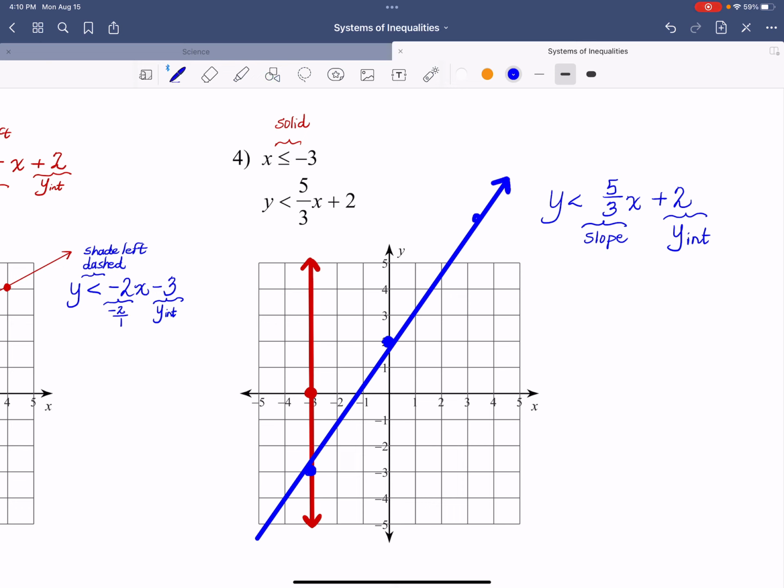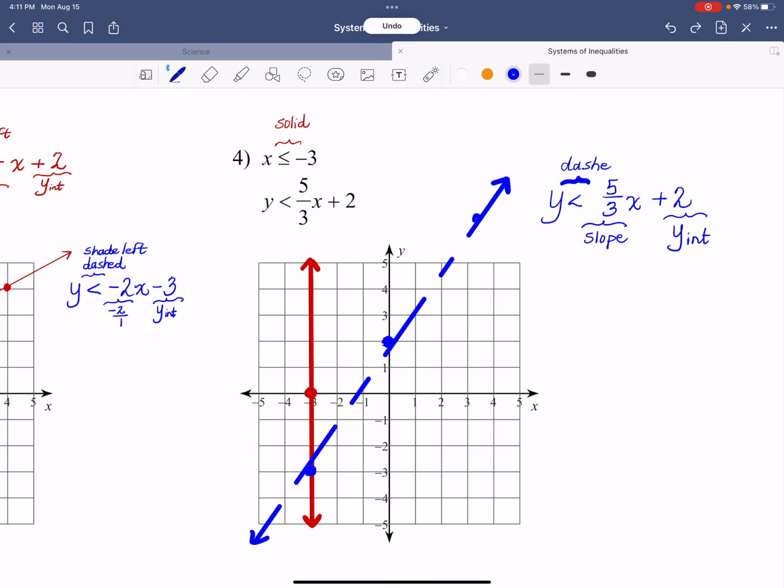And this one is a dashed line because it does not have equality in the equation there. So this is a dashed line. Okay, now this one's a little bit harder to see because it's not as easy to shade left and right. So let me put it to you this way. This is actually, I think, a better way to explain it, but I think it helps you to get the shade left, shade right thing down first.